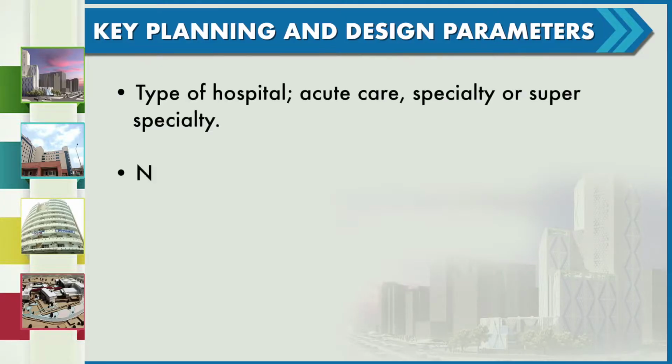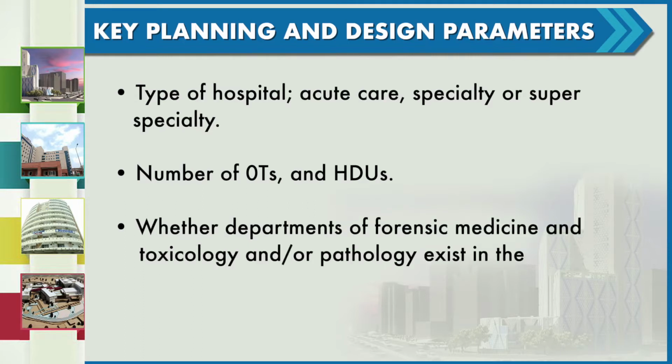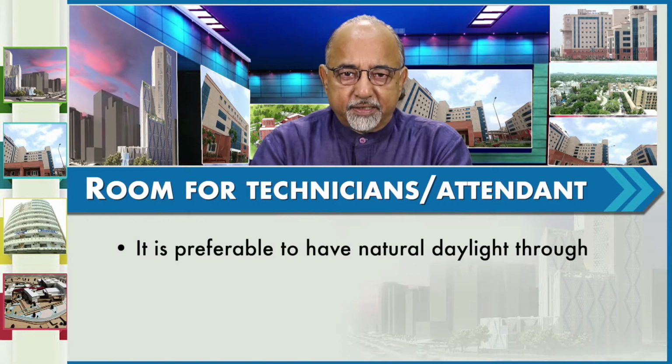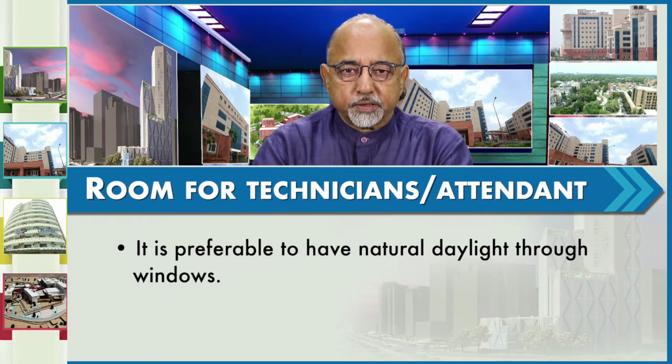Key planning and design parameters. The following factors must be considered while designing a mortuary complex in a modern hospital. Type of hospital: acute care, specialty or super specialty, the number of operation theatres and high dependency units, whether the departments of forensic medicine and toxicology and/or pathology exist in the hospital. Orientation of the department. It is preferable to have natural daylight through windows.